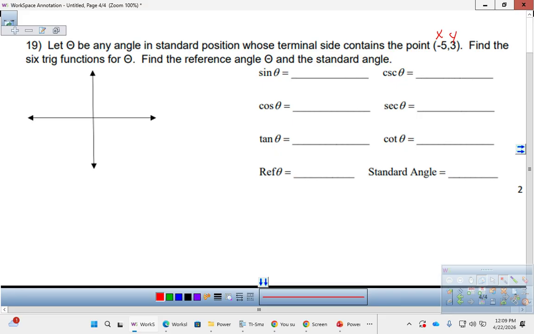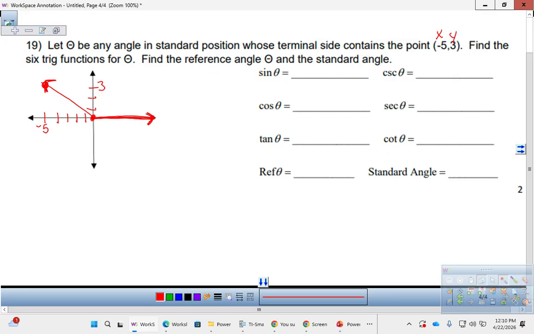Labeling this out, this would be an x value of -5 and this would be a y value of 3. So that point falls right here. I'm connecting that point because it's the terminal side, and I'm connecting it to the initial side. The initial side, as we learned on Monday, starts here with the x-axis. And then the terminal side goes from the middle point to that point. So this is our angle.